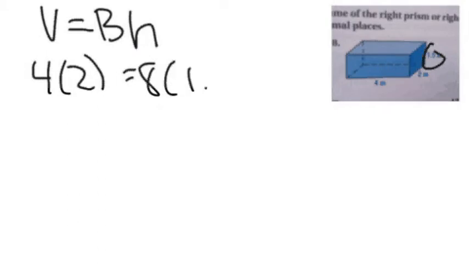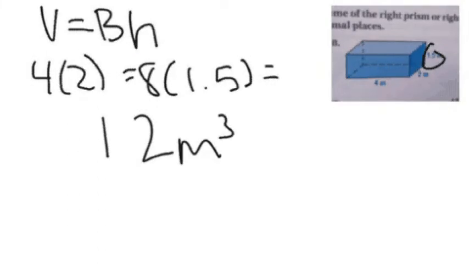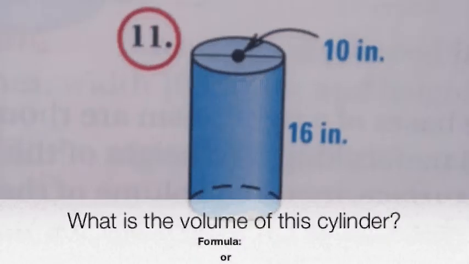The formula for volume of a prism is V equals area of the base times height. So 4 by 2 equals 8, and then you're going to times that by 1.5, because that's the height, and you get 12 meters cubed.